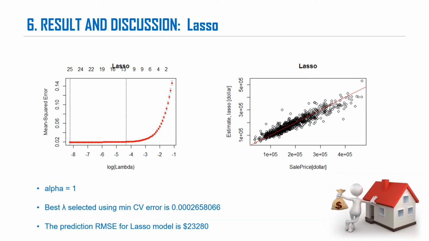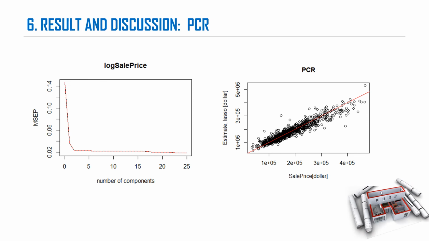Lasso is the third model. It is similar to the ridge model except for the difference in the value of alpha. The best lambda is the one generated with the minimum mean CV error from the validation data, which is 0.000266. The graph on the right shows us the prediction results. The prediction RMSE for the lasso model is 23,280. This slide shows us the result for the PCR model.